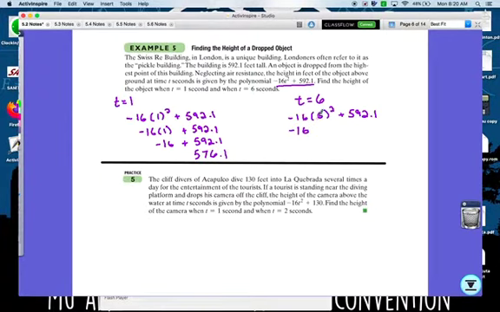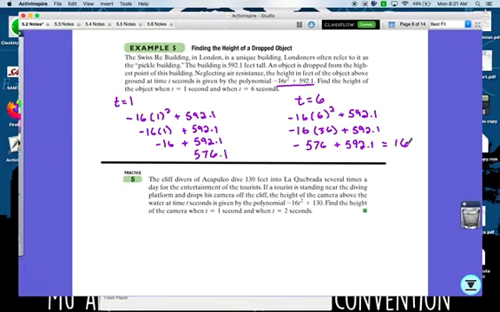All right, negative 16. 6 squared, exponent first, is 36, plus the 592.1. All right, and then we multiply that out, negative 16 times 36. Do that out, and we grab my calculator out. All right, that gives me 576. That's a negative 576 plus the 592.1. All right, and so that's going to end up giving me 16.